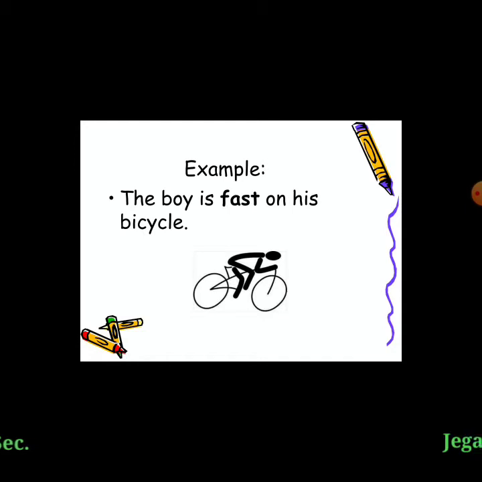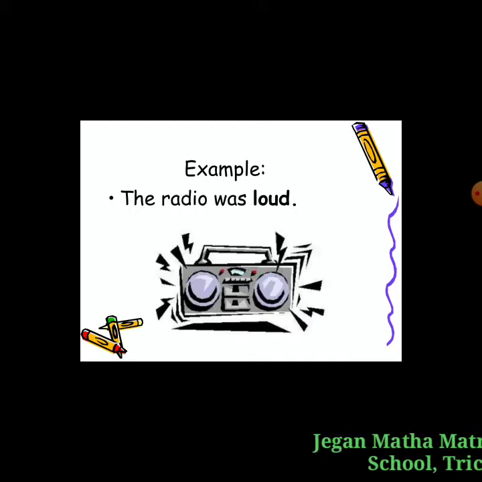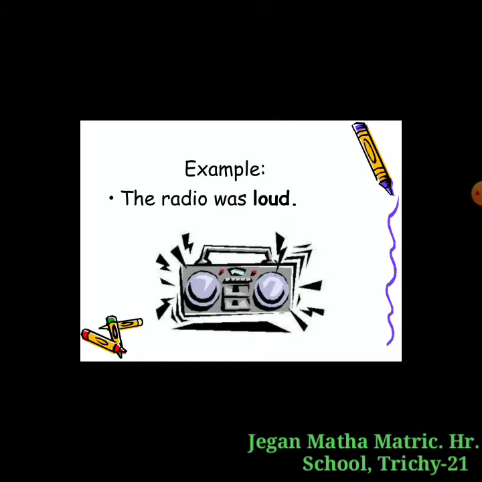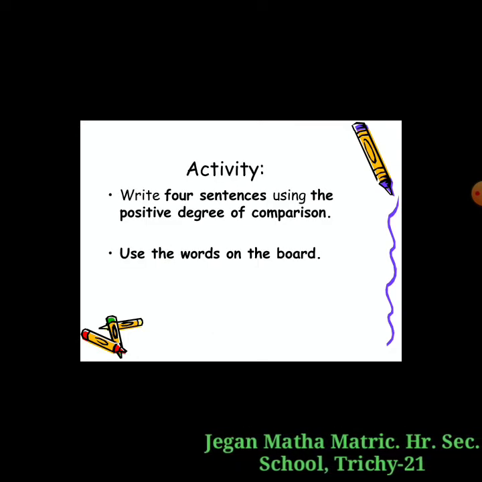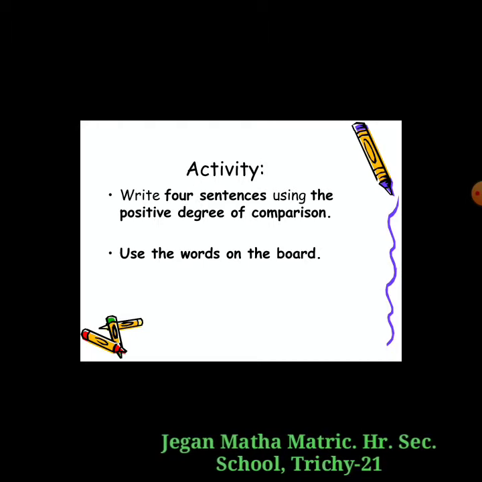The boy is fast on his bicycle. Fast, positive, adjective here. This is positive degree. That girl is smart. Smart is positive degree. That is the adjective. The radio was loud. What is the adjective? Loud. The radio was loud. Activity: write 4 sentences using the positive degree of comparison. Use the words on the board.